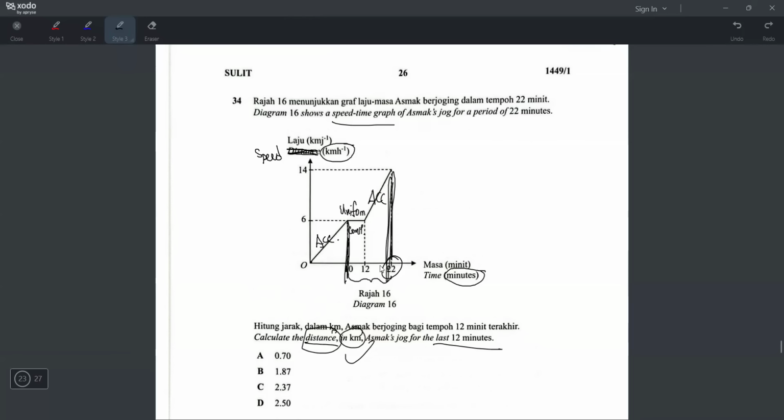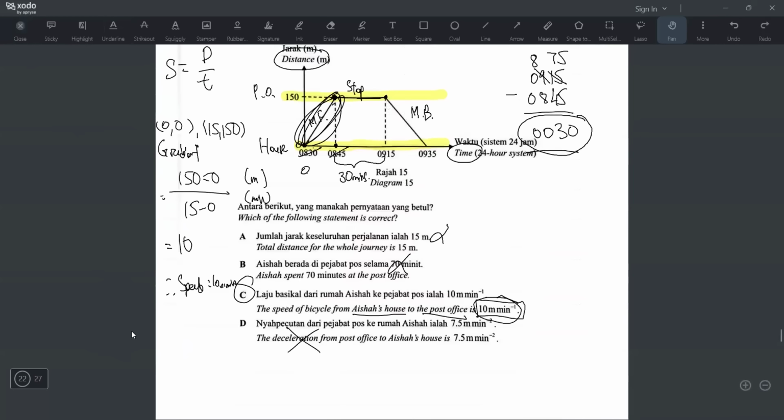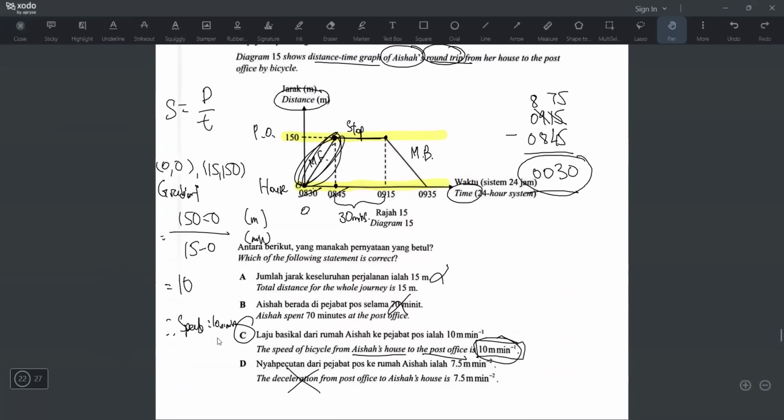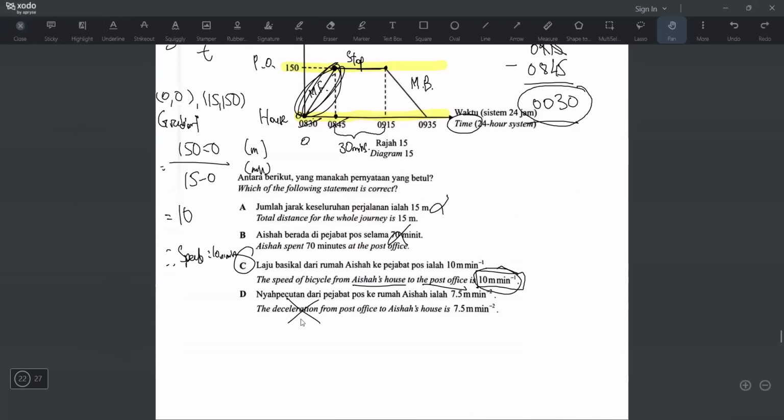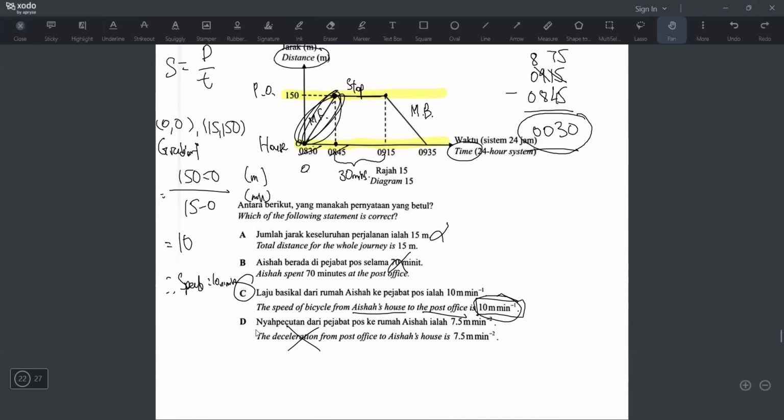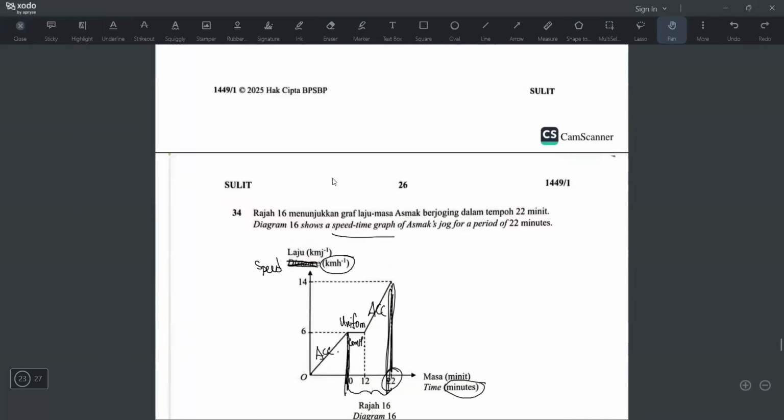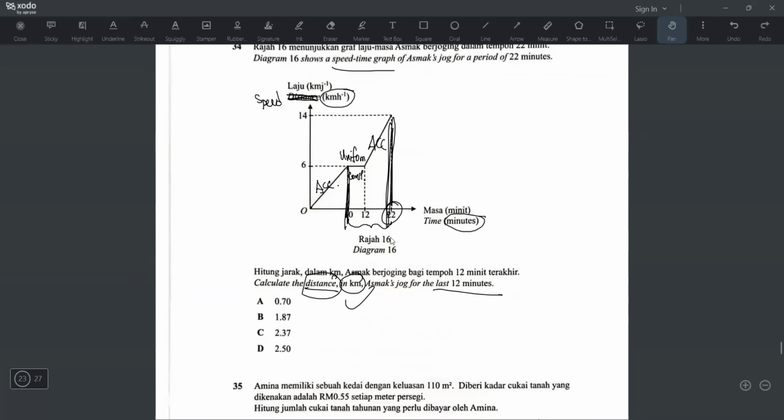Okay, how to find distance from speed time graph? You kena guna area under graph. You have to find the area under graph to find distance. Not the gradient, I just told you just now. For the last question, I told you also to find acceleration, deceleration. You have to go speed time graph and find gradient. That means when you're doing speed time graph punya gradient, you are actually finding the acceleration, deceleration.